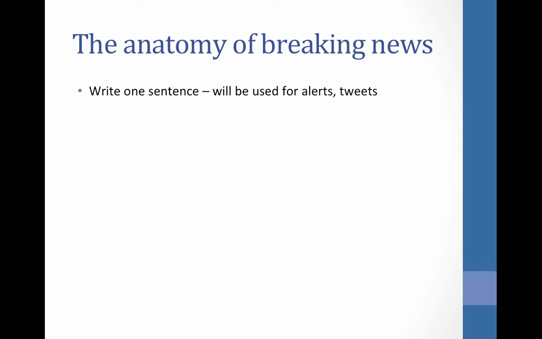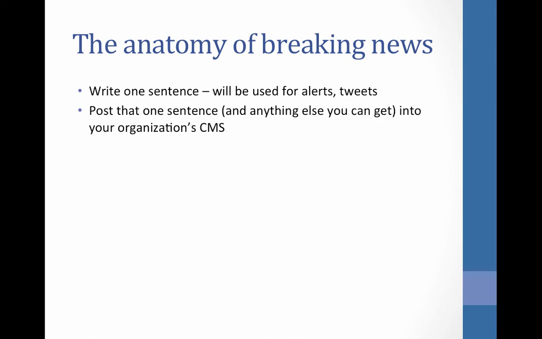Make sure it's still accurate, make sure it's still attributed correctly, because it's still better to be right than just be fast. However, you also have to be fast. So you want to post that one sentence and anything else you have, or anything else you can get, into your organization's CMS. A CMS is a content management system. That way there's actually a link that people can go to on your site. I think you should get that one sentence out first, even before you have anything posted on your site, just because you want to have that news.